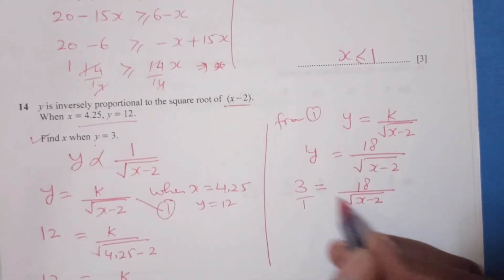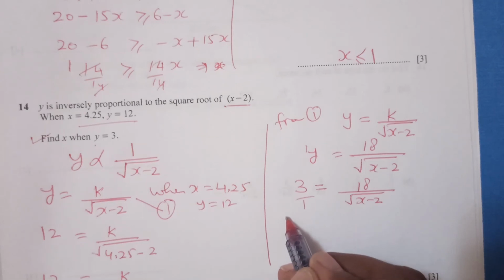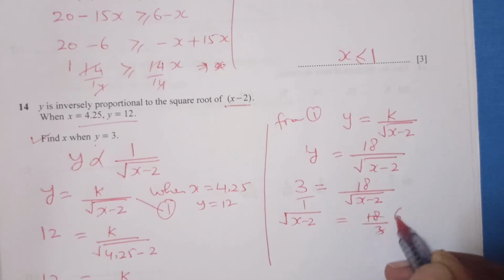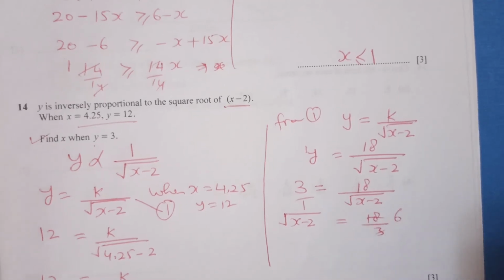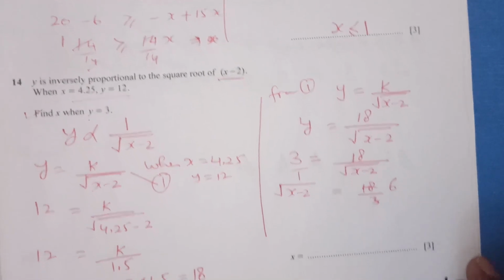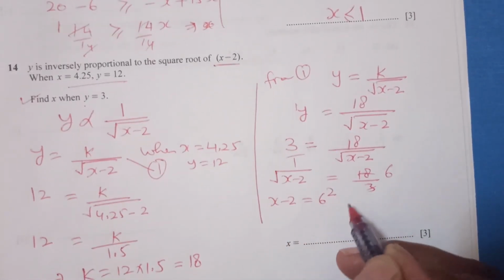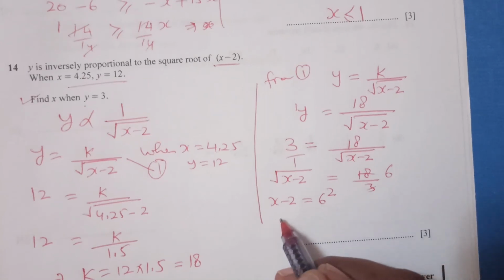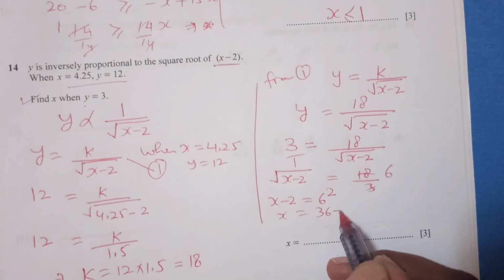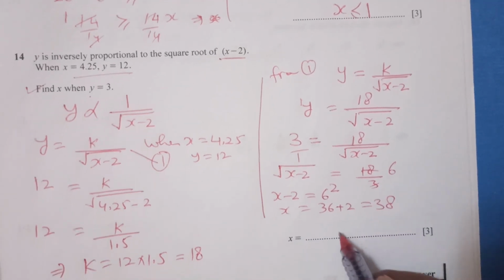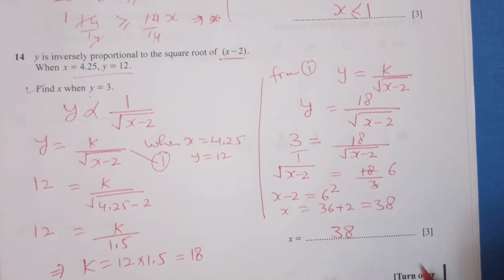So now cross multiply, it will become square root of x minus 2 equals 18 over 3, which is 6, right? So now squaring both sides, it will become x minus 2 equals 6 squared, which is 36. So x will be 36 plus 2, which is 38. So that is our final answer for x.